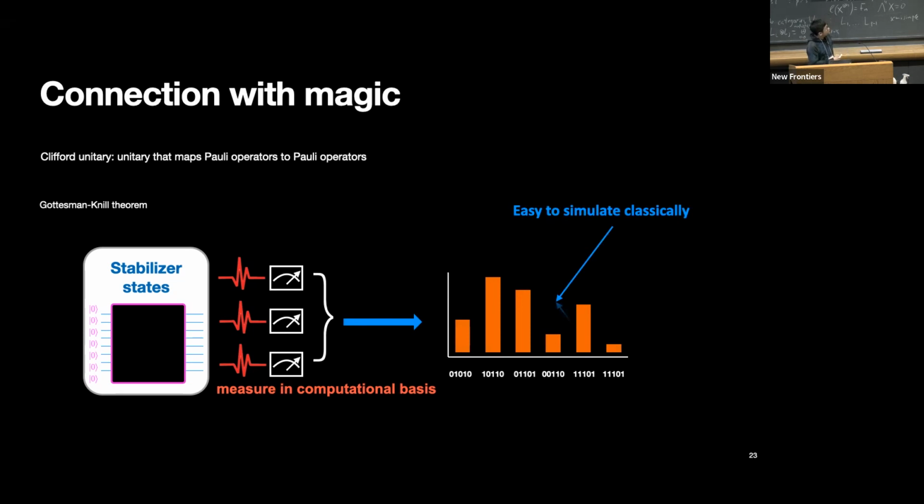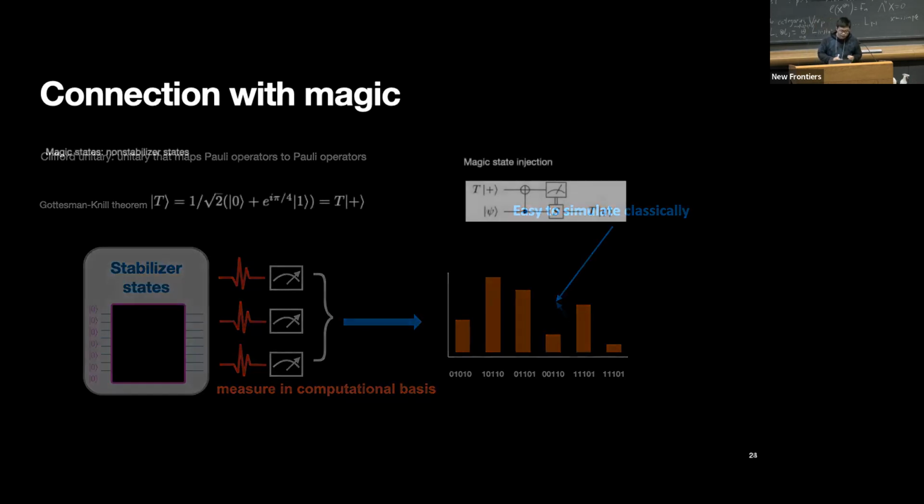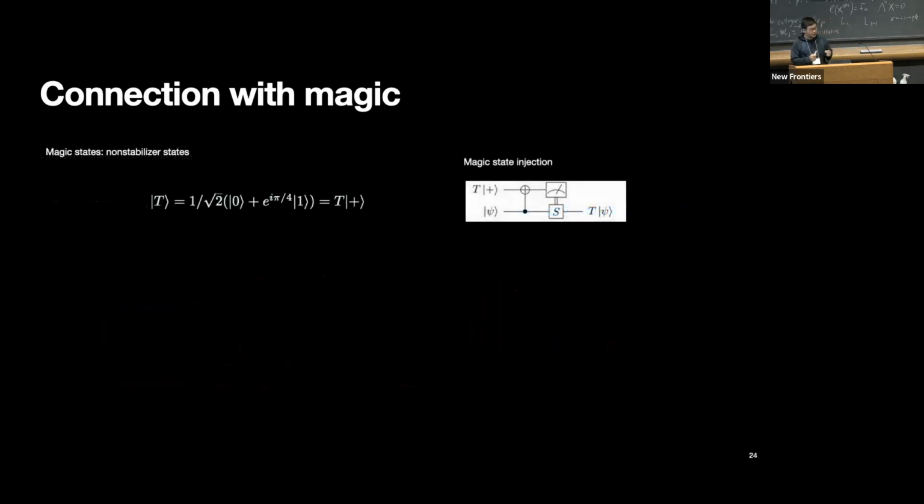So this result is known as the Gottesman-Knill theorem, and it tells us that such quantum circuits do not have quantum advantage. So to get a quantum advantage, we need some quantum state beyond the stabilizer state. So we need to introduce the magic state or non-stabilizer state. So here's an example of a widely used magic state, which is called a T state.